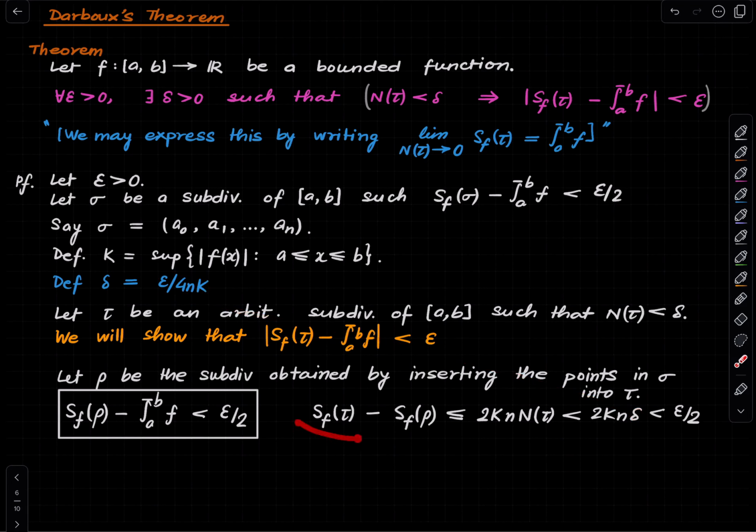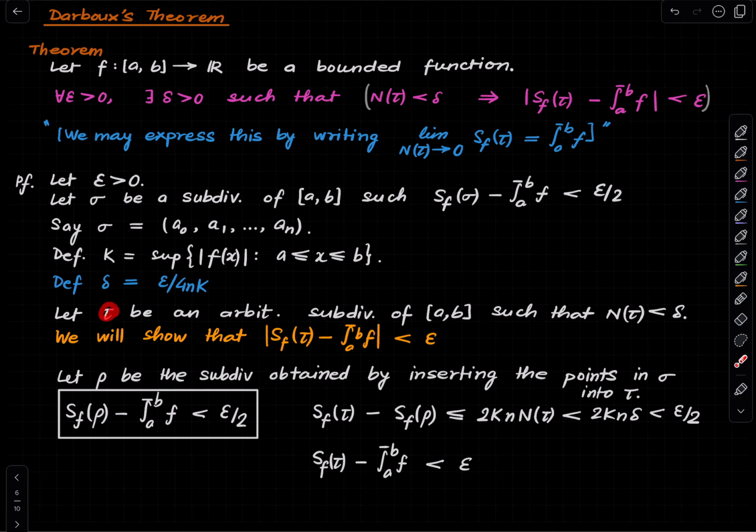And now we add this inequality and that inequality to get this thing minus the upper integral is less than epsilon by 2. Less than epsilon. So these two epsilon by 2 add up to given epsilon. And yeah, so we have it.